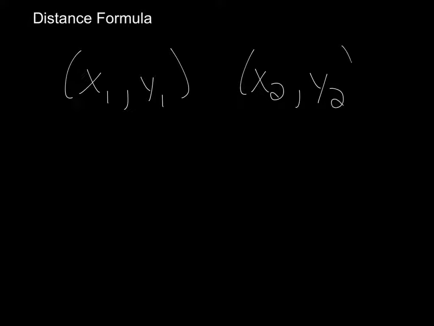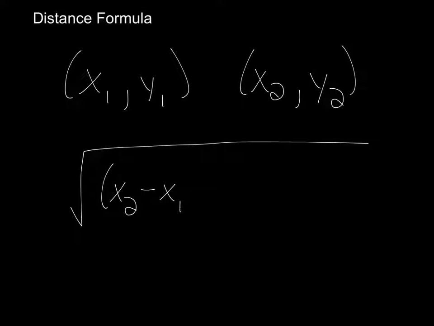The distance formula starts with 2 points, (x1, y1) and (x2, y2). The distance formula comes from the Pythagorean theorem. You're finding the hypotenuse of a right triangle, so it's the square root, and the length of one leg is (x2 minus x1) squared, plus the length of the other leg is (y2 minus y1) squared. Okay, that's the formula. That's what you're going to plug into every time.